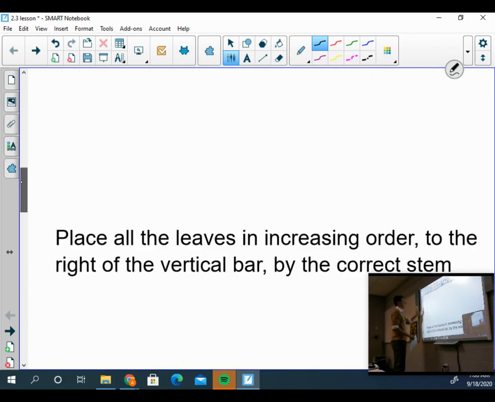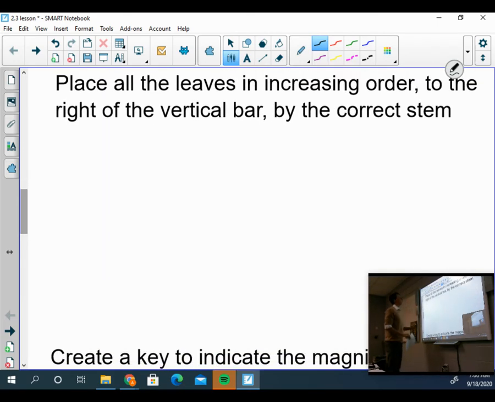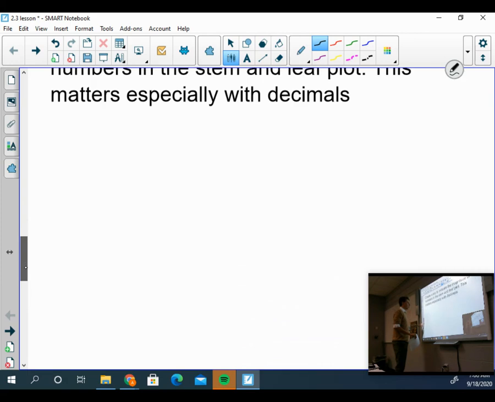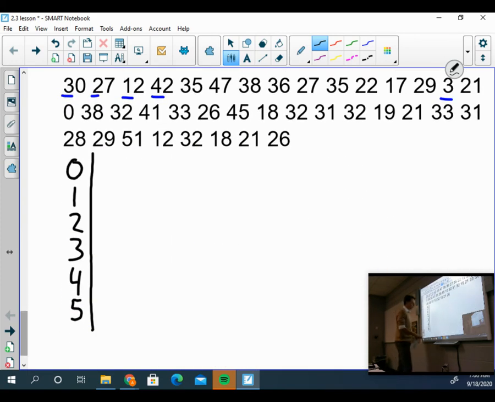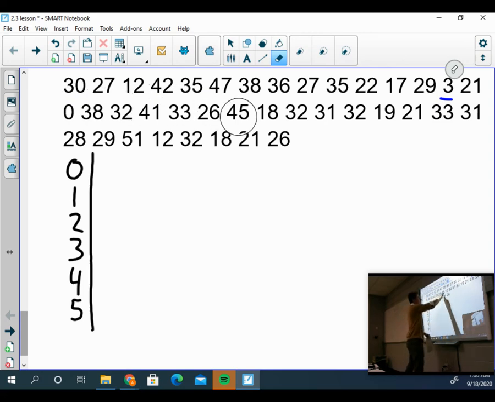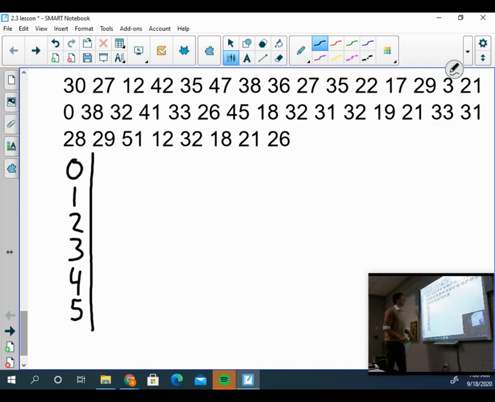Okay, next step here. Place all the leaves in increasing order to the right of the vertical bar by the correct stem. So we've established all of our stems. Now we will find our leaves. I would do this in 2 steps because all of my data here is disorganized. So I'm just going to identify the numbers that go with each stem, and then I will reorganize them.